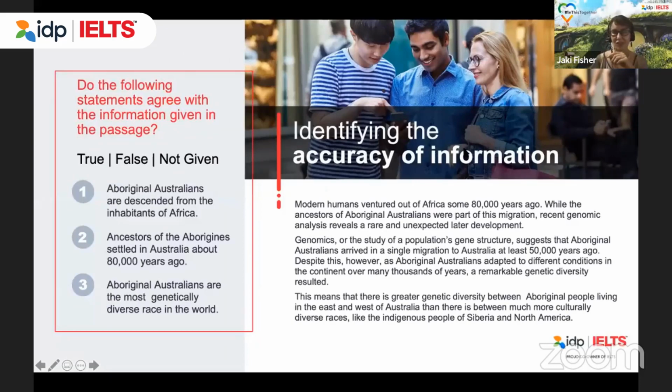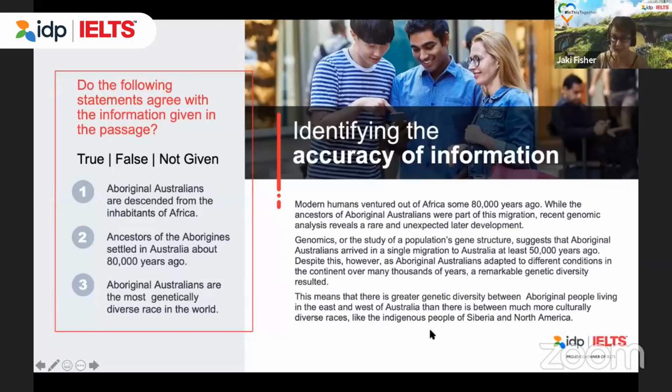So this is just a short passage to get us into it. Now, when you get a passage, the first thing we suggest you do is to skim the information. So we very quickly look at the questions. We're not going to answer yet, just so we get an idea of what it's about. Aboriginal Australians, Africa, settled. Okay, so we know it's about Aboriginal people coming to Australia.